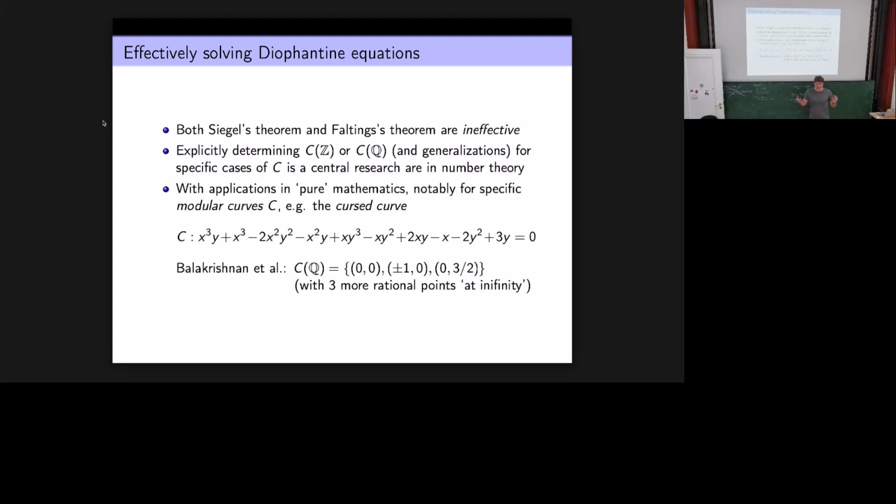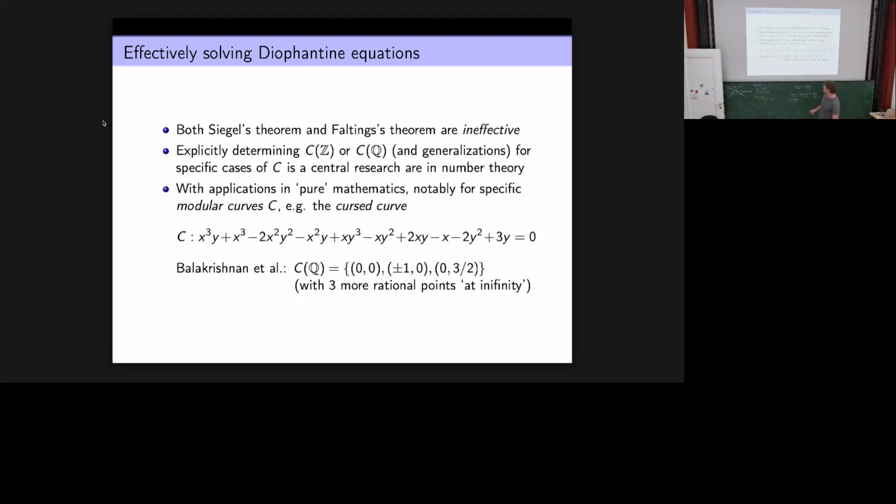Yeah, and I couldn't resist saying, oh yeah, with 3 more rational points at infinity, but actually, you should write down the projective model, and then you have 3 more points. But this is just for my own sanity that I should say that. So you can forget about that. I mean, this is a true statement. The rational solutions, this is just the notation for the rational solutions.